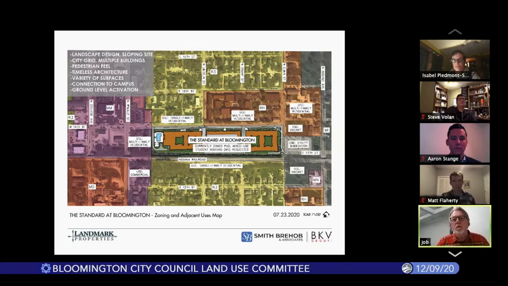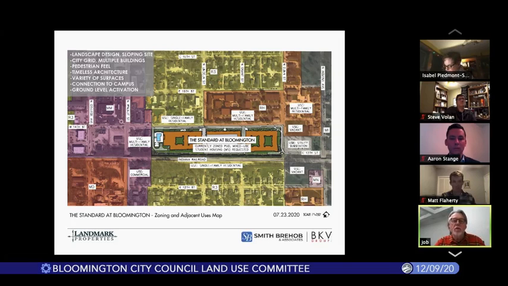Good evening. My name is Jack Foreman, and I am the design partner for this project. It's a very exciting opportunity, and we're pleased to be able to work with staff and the neighborhood groups and now with yourself to implement this project.